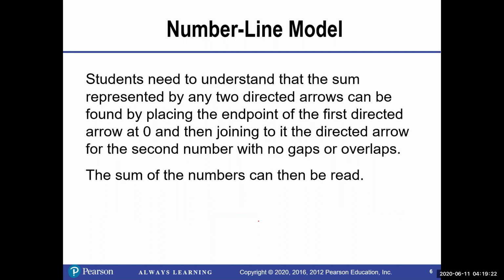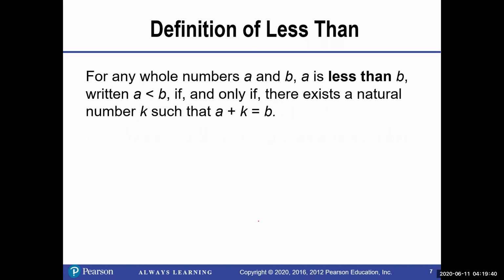All right, so students need to understand the reason why the sum of any 2 directed arrows can be found by placing the endpoint of the first directed arrow at 0 and then joining it to the directed arrow for the second number with no gaps, I already mentioned that, or overlaps. So note this closely, okay?